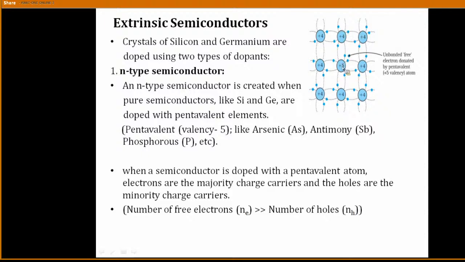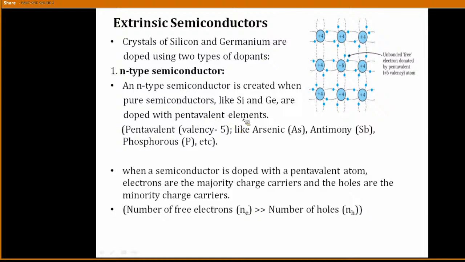Now if you add one dopant, that means one pentavalent impurity atom, to this silicon structure, it has valency 5. Four electrons bond with the four surrounding silicon atoms, leaving one empty electron. That means if you dope with one phosphorus atom, it gives one excess electron. If I dope 100 phosphorus atoms, I get 100 excess electrons. If you dope 1000, you get 1000 excess electrons. In this way you can increase the carrier concentration, that means the electron concentration, by doping with pentavalent impurities.